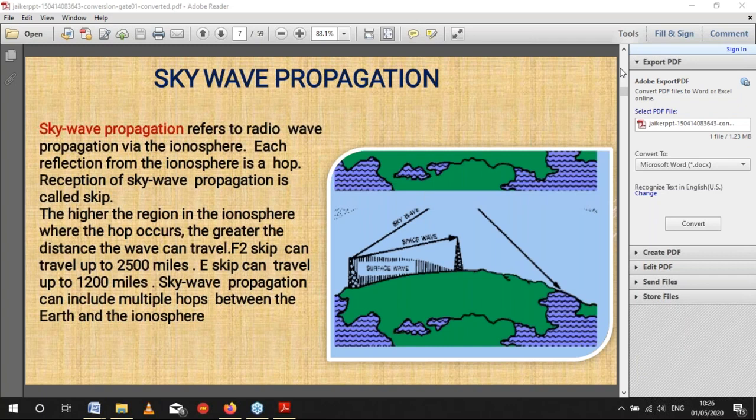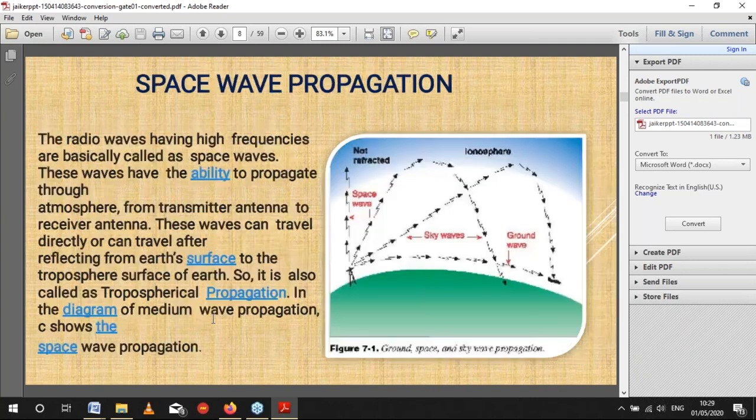Skywave propagation can include multiple hops between the Earth and the ionosphere. It can include multiple hops, or so many hops. So when it's more than one or two, it is multiple. So that is what it's telling us about.